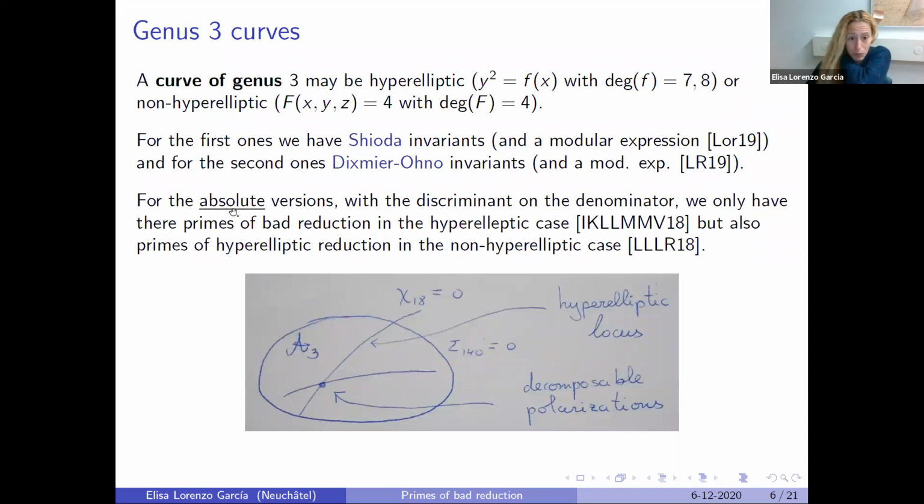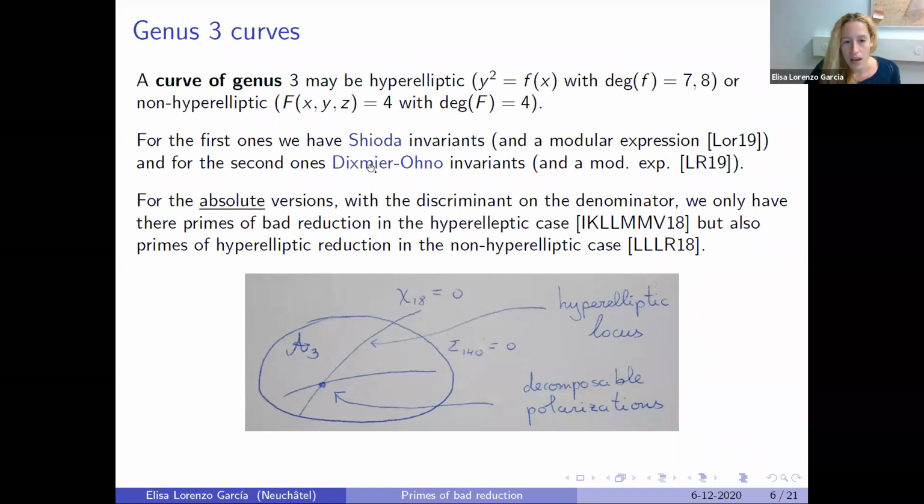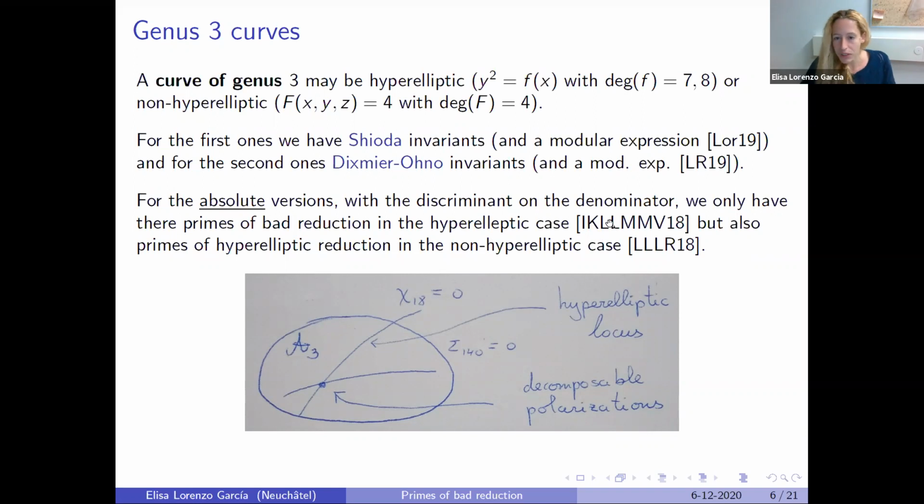For the absolute version, sorry, I took a picture because I realized at the last moment that I wanted to add this image and I didn't have the time to do it nicely, but I hope you understand. Now I will explain. We are going to consider absolute versions of those invariants, the same idea: in the numerator, we put some invariants, and in the denominator, we put a multiple of the discriminant. With all my co-authors, we proved in a paper 2 years ago that in the case of hyperelliptic curves, when you put the discriminant in the denominator, you only have primes of bad reduction in the denominator, which is good.